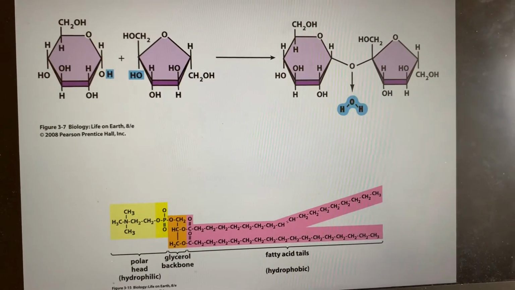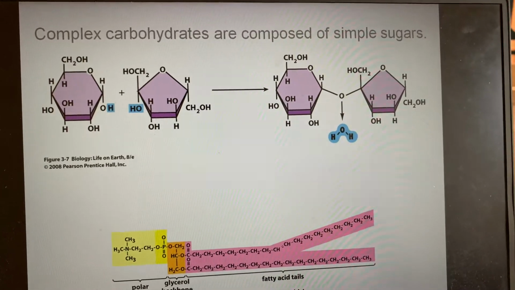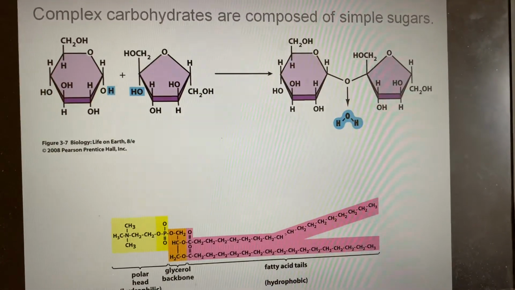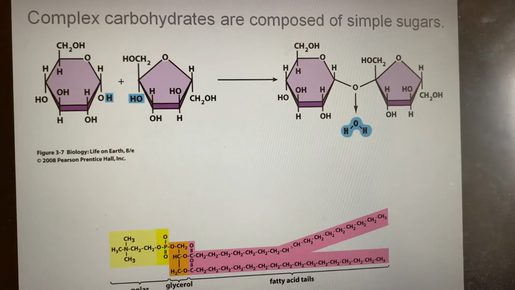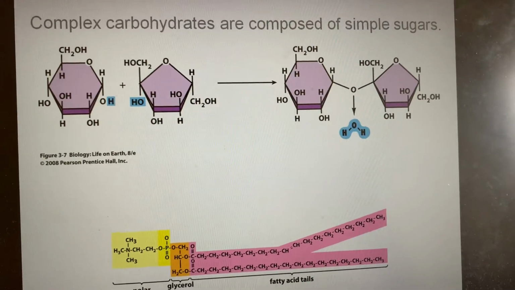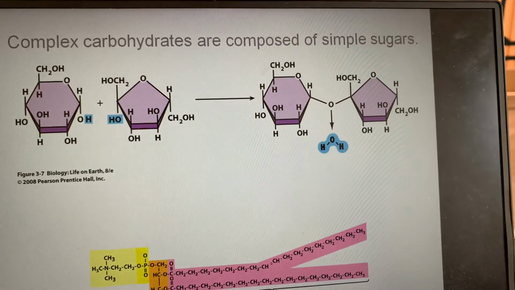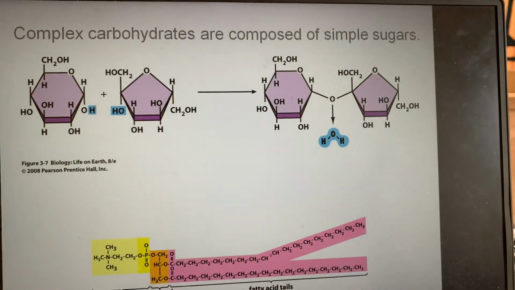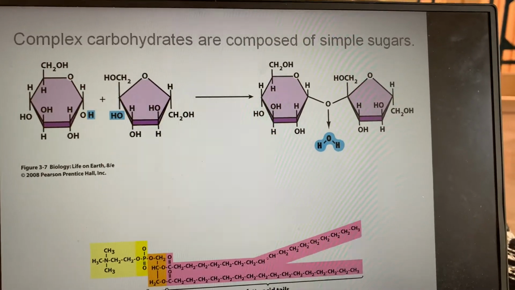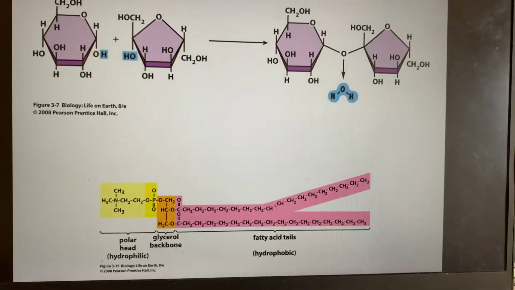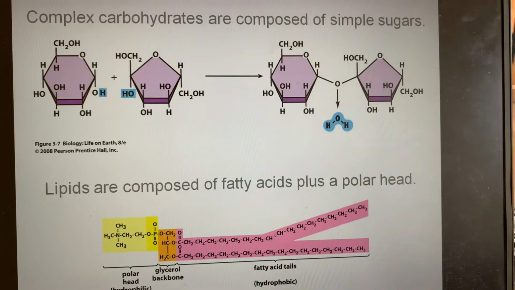This is the example of carbohydrates. Complex carbohydrates are composed of simple sugars. On the extreme left, there is a molecule of glucose. Next is a molecule of fructose, and on the right side of the arrow, there is the formation of a molecule of sucrose, and one water molecule is being released. Dehydration is there, and at the bottom you can identify the structure.